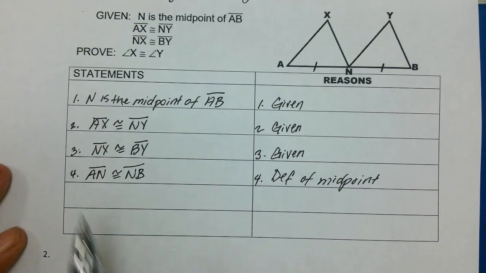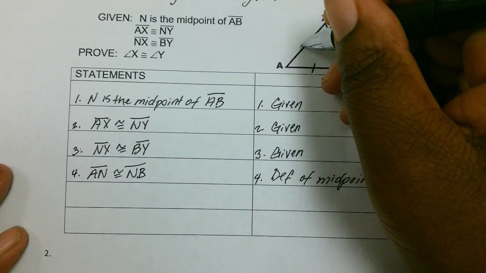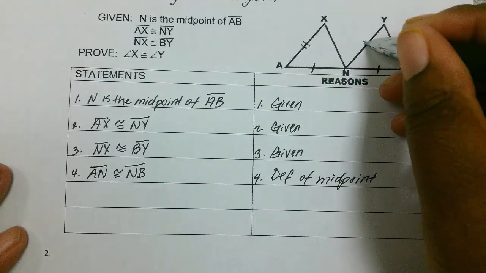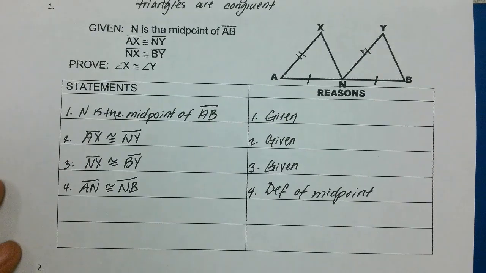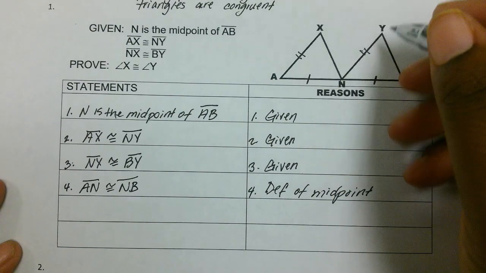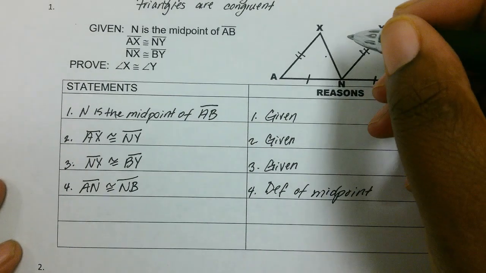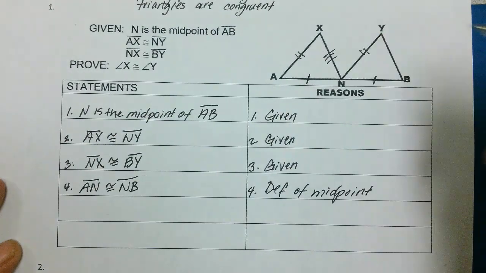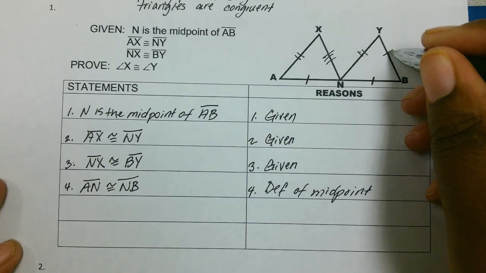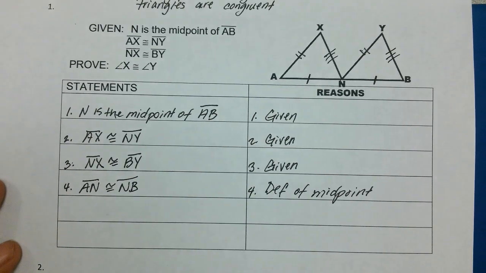Well, then the next statement said that AX was congruent to NY. So I'm just marking those congruent. That's the easy one, something nice and easy to do. And then NX, I'm sorry, that looked like a Y. NX is congruent to BY. Again, I can just mark it congruent. That's what they told me.